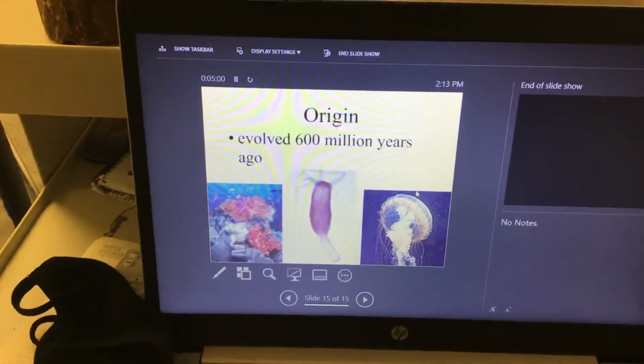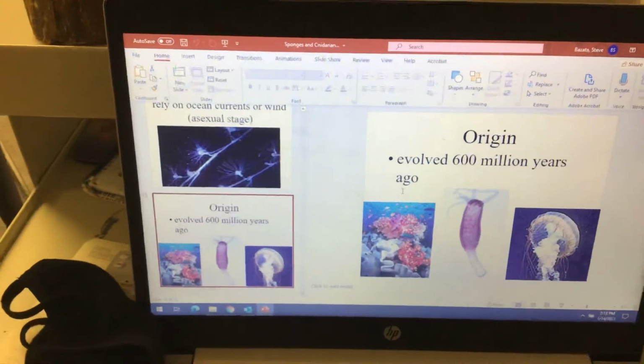And they came a long time ago. So sponges and cnidarians, kind of the first two, very simple. There we go.